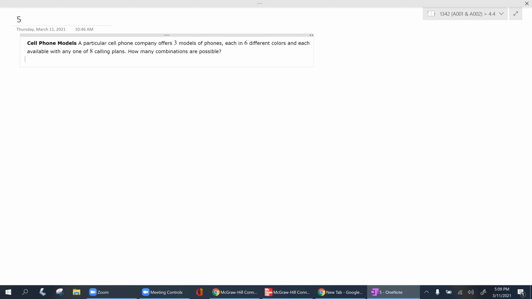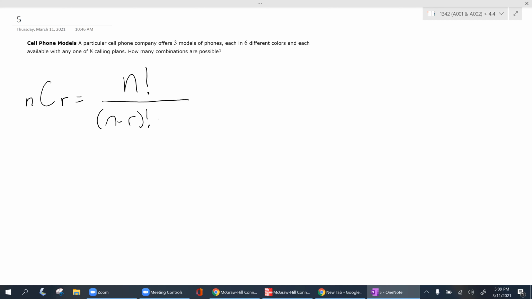The combination rule. And for those who are on the TI-30X2SS, my favorite calculator, in that probability button, you might have noticed there is the nCr button. And the formula for the combinations would be n factorial over n minus r factorial times r factorial. That would be the formula.